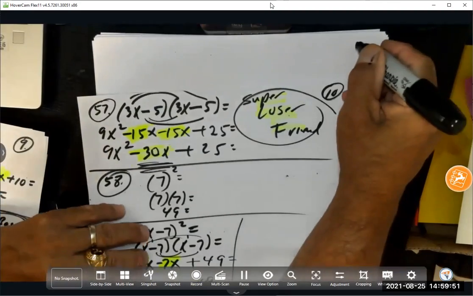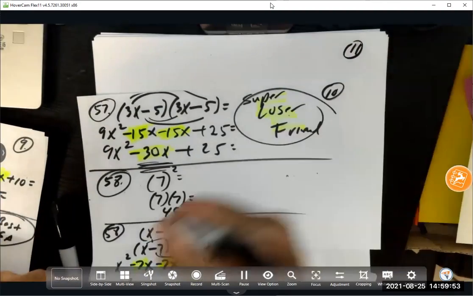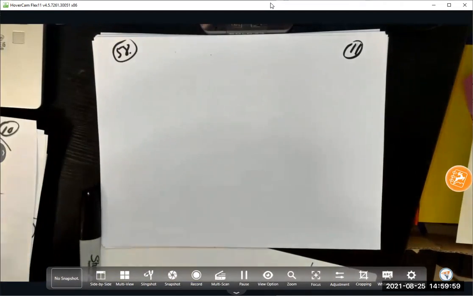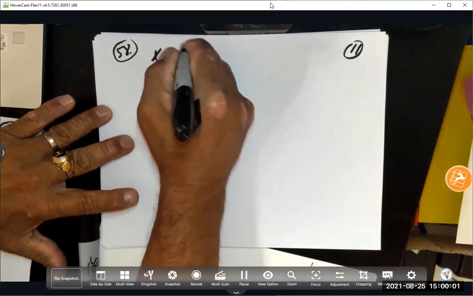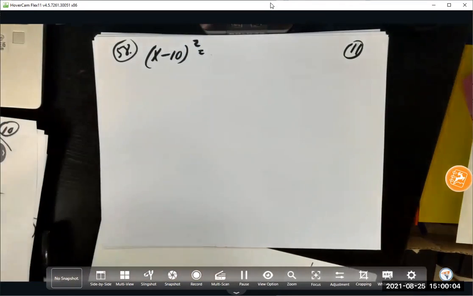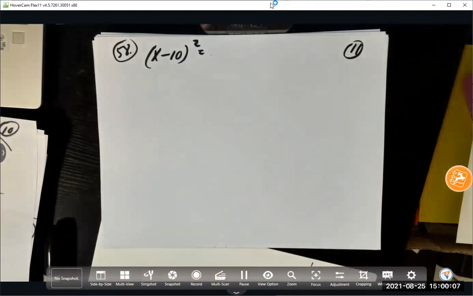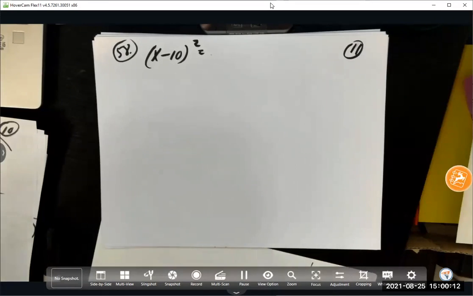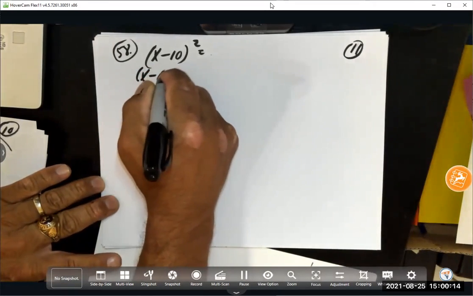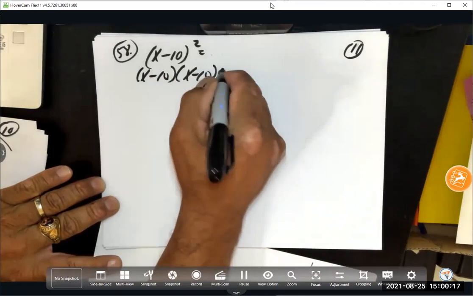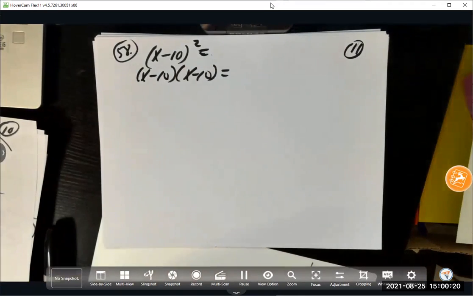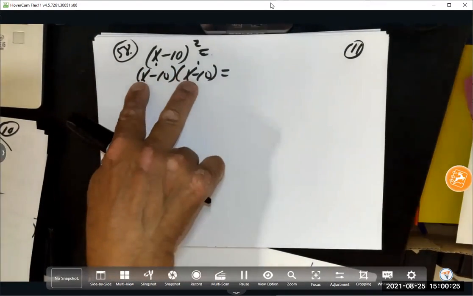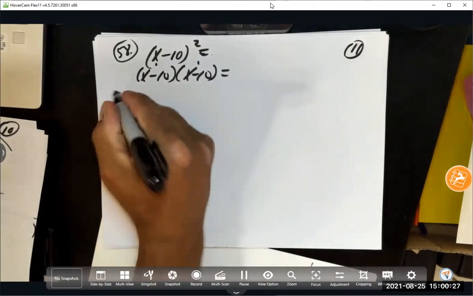So now let me do number 58 on the next page, okay? Number 58, the one that I see in my MyMathLab over here, says x minus 10 to the power of 2. Do I do it twice? Do it twice, right? Yes. So this is going to be x minus 10, x minus 10, step 1. Then what? You multiply 2 x's. What's that? X squared.